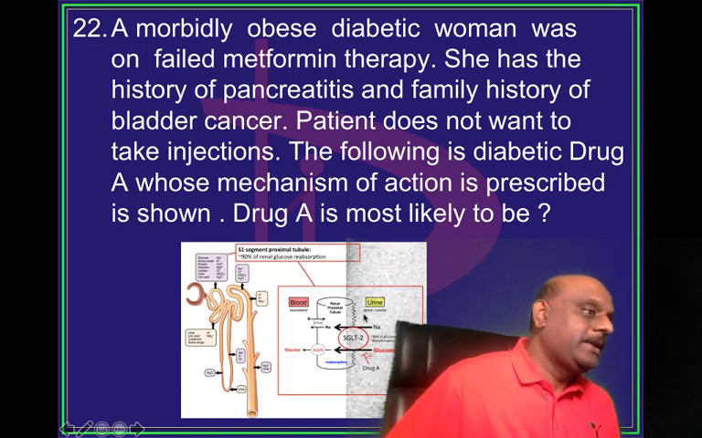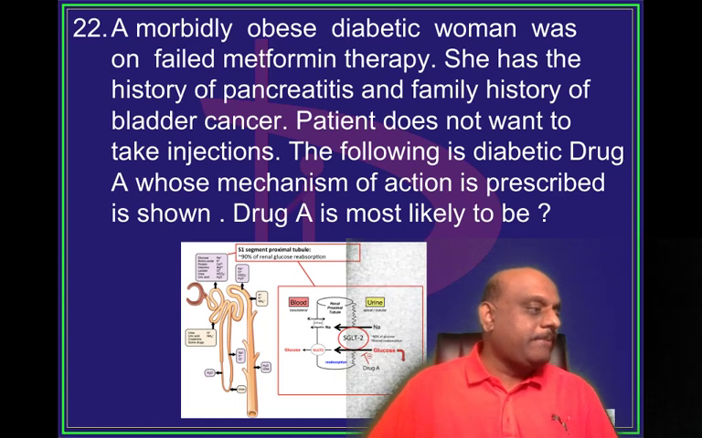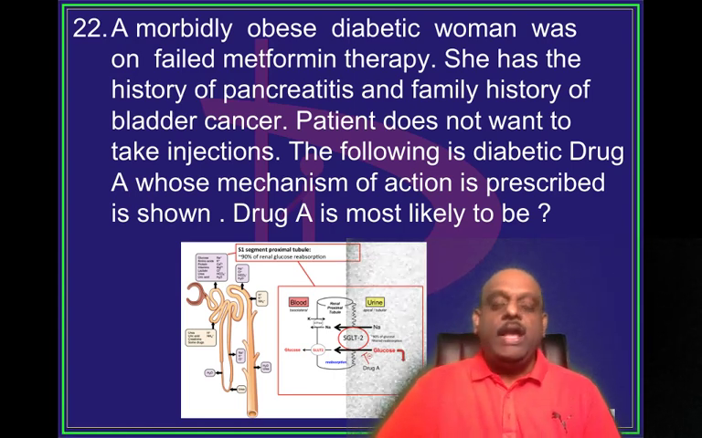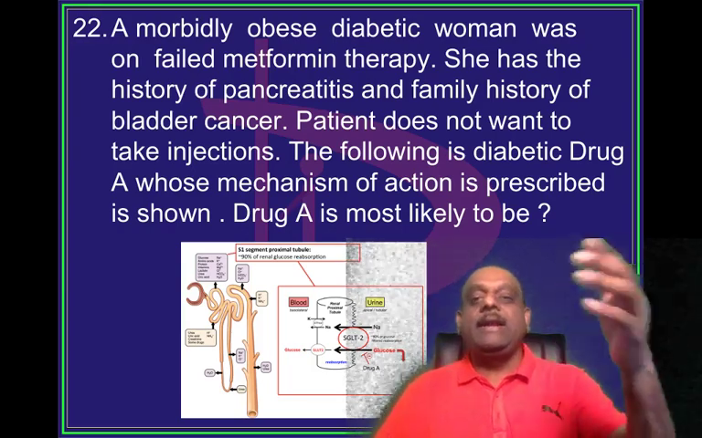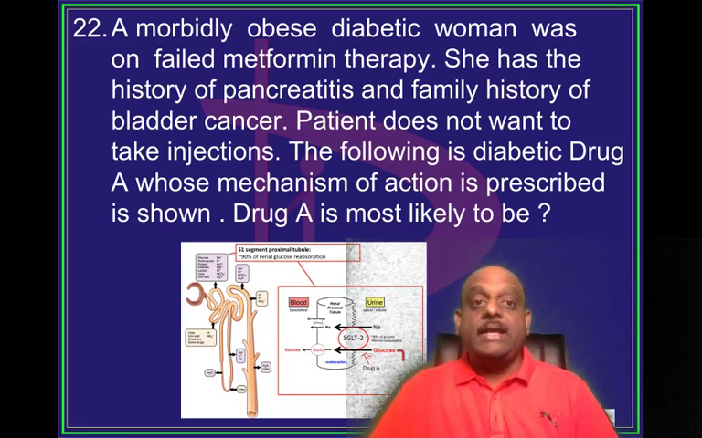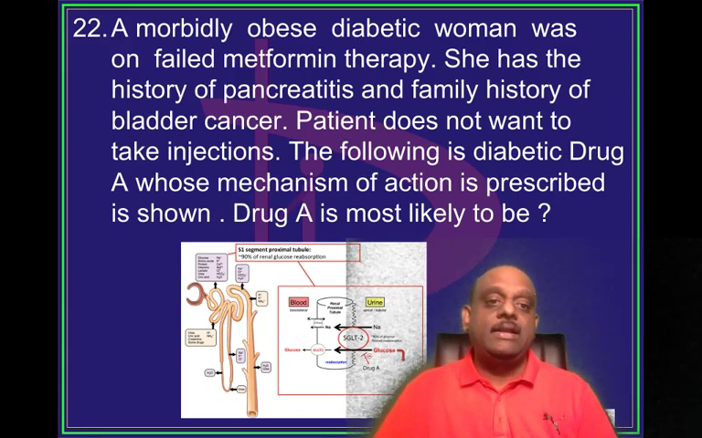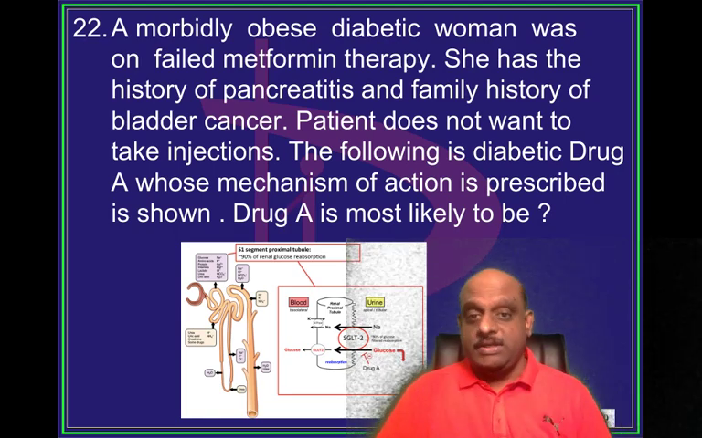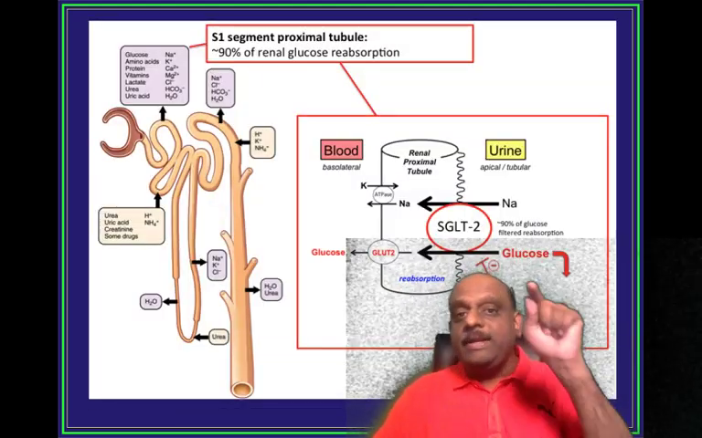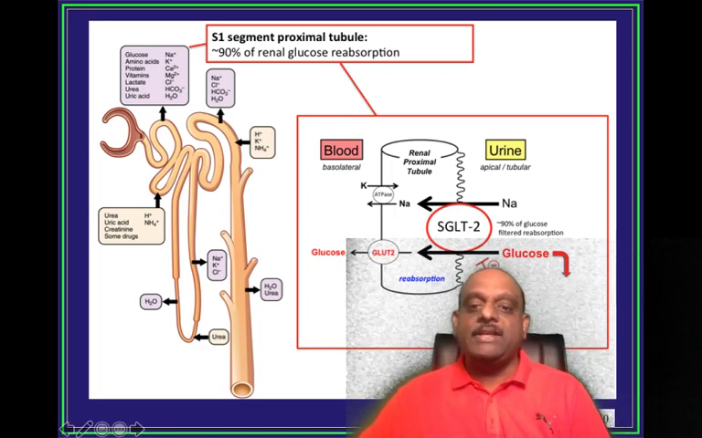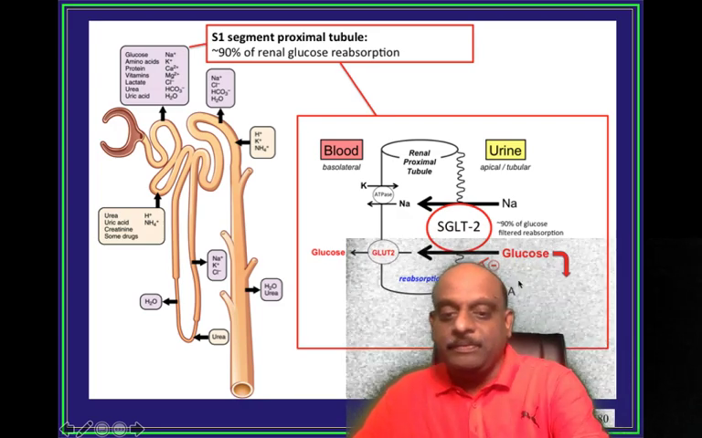Okay, next question, the story is very long. A morbidly obese diabetic woman was on a failed metformin therapy. She has a history of pancreatitis, a family history of bladder cancer, and doesn't want to take injections. So she was given a diabetic drug, and the mechanism of action of that drug is shown. So what do you see here?